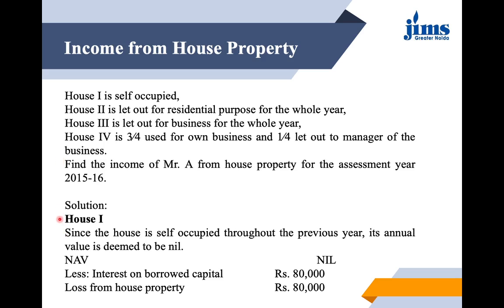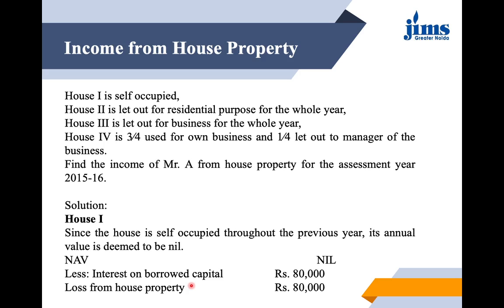Let us have a look at house 1 first of all, because it is a self-occupied house. In that case, because for the whole year it was self-occupied, its annual value will be deemed to be nil. Very simple, we can subtract the interest on borrowed capital, that is 80,000, and we are able to obtain the loss from house property of 80,000, which we can set off against the income that he is having from the other houses.